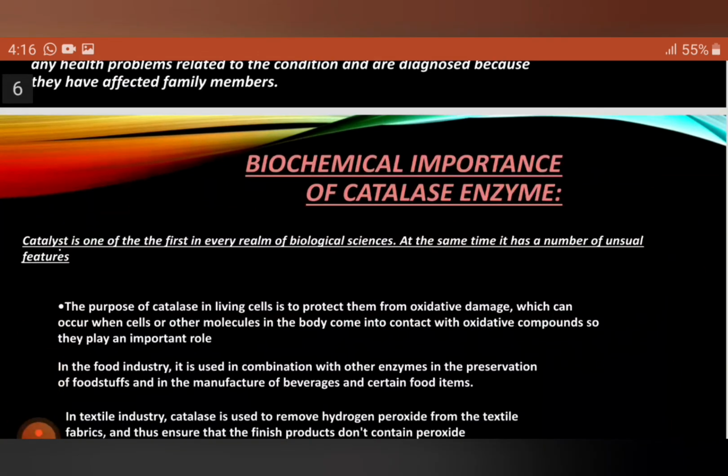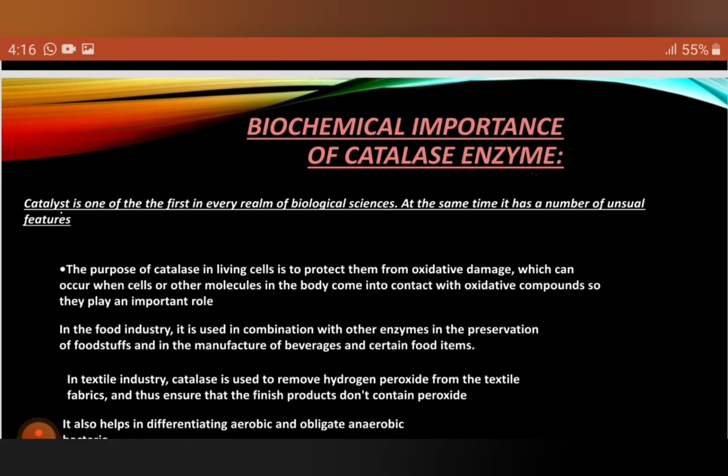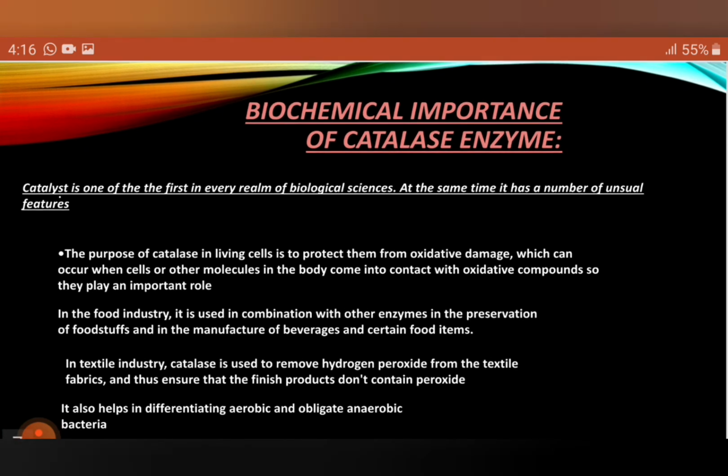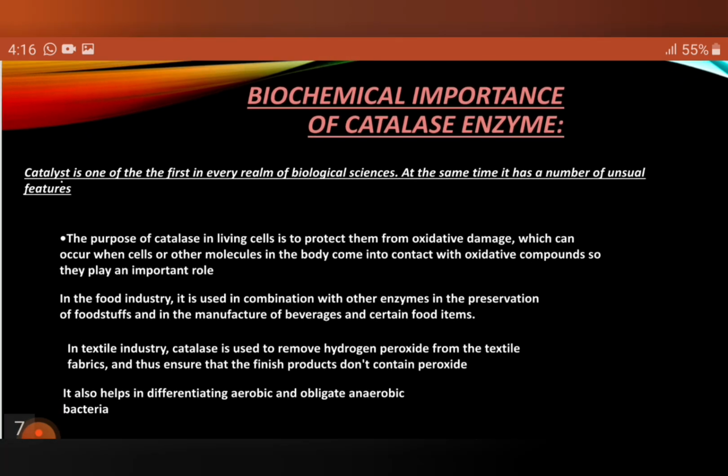Now I want to tell the biochemical importance of catalase enzyme. Catalase is one of the first in every realm of biological sciences. At the same time, it has a number of unusual features. The purpose of catalase in living cells is to protect them from oxidative damage, which can occur when cells or other molecules in the body come into contact with oxidative compounds, so they play an important role.